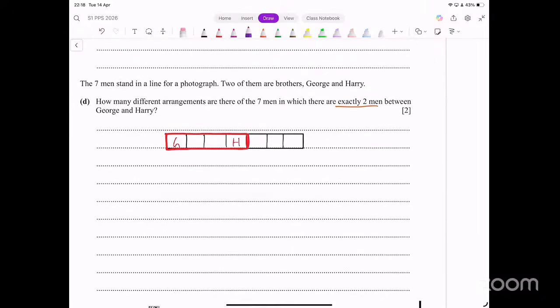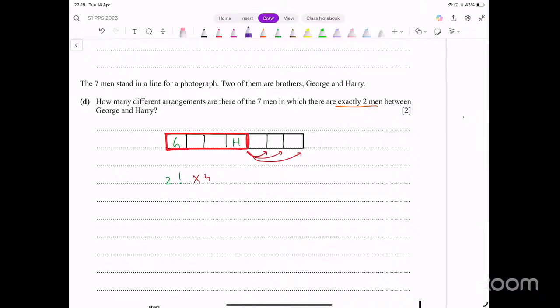What's the number of arrangements that are possible now? George and Harry, they can switch places. In how many ways can they switch places with each other? 2 factorial, or just 2. Then how many possible positions do we have for this red box? It could stay in its current position, it could go here, here, here. That's 4 possible positions. So we multiply this by 4 as well. 2 factorial was for G and H, and then 4 for the possible positions of that red box.